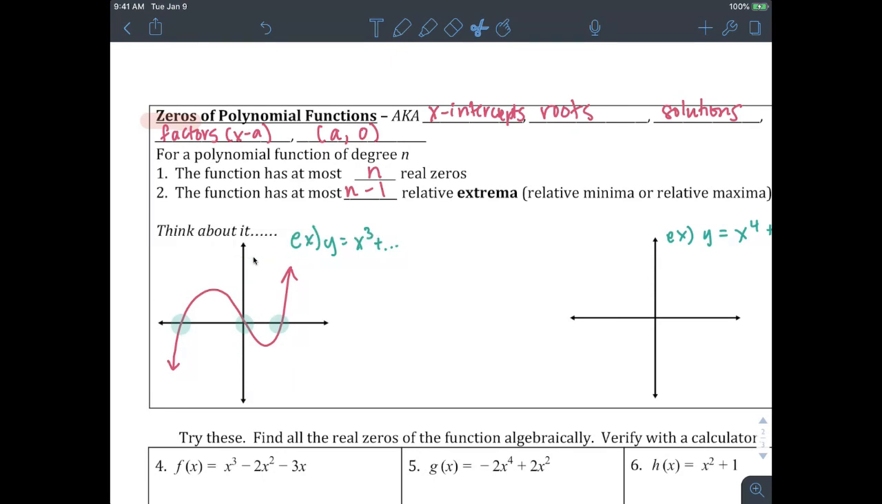How many extrema? So let's go ahead and write. This is a degree equal to 3, which is my n. Okay, so I have a possibility of 3 real roots, no more. And then I have a possible 2 relative extrema, which is relative mins or maxes, no more. Okay, I can see my extrema, 1, 2. There's not going to be more bumps than that.